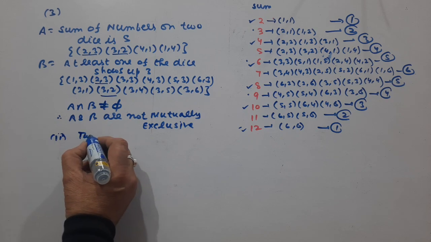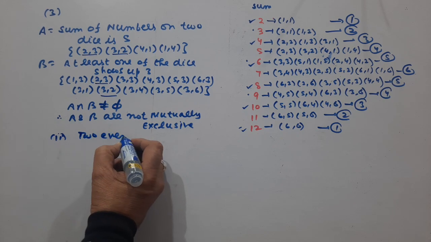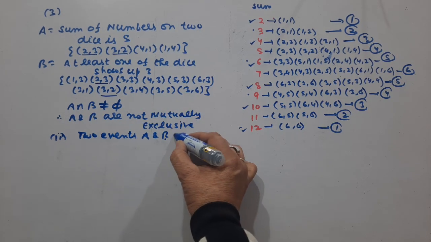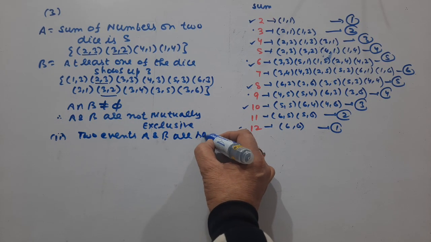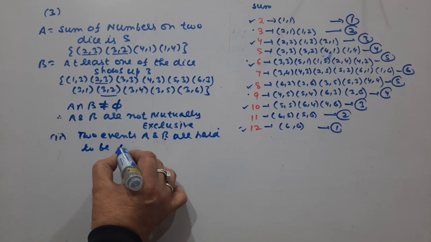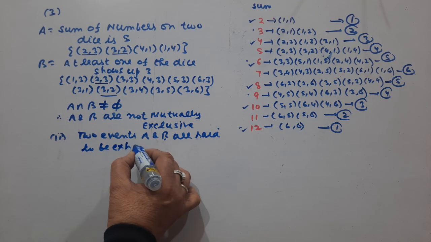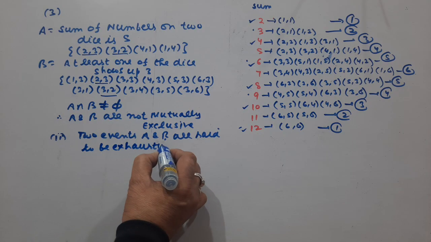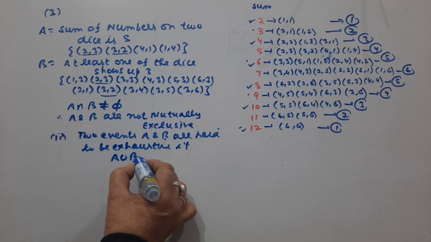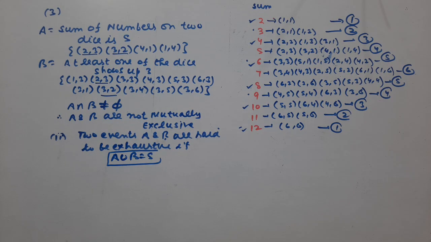Two events A and B are said to be exhaustive if A union B is equal to sample space. This is the definition. Two events A and B are said to be exhaustive if A union B equal to S.